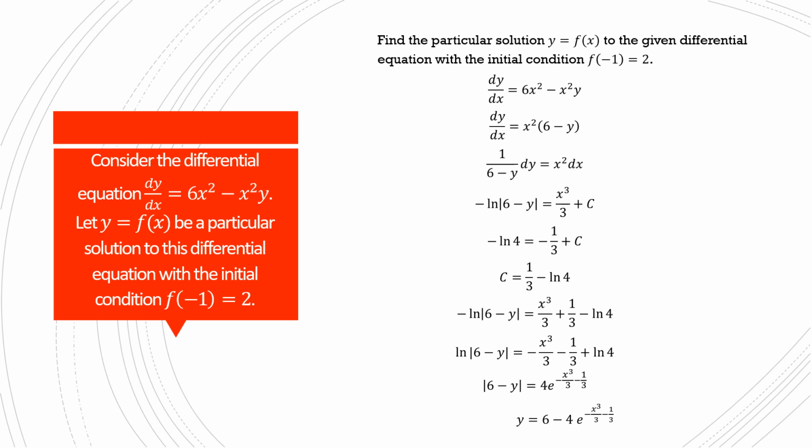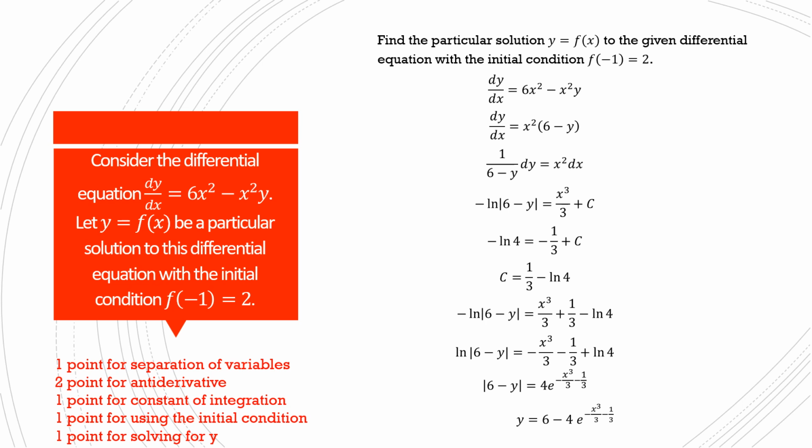Make sure you check your initial condition that this actually worked, because remember, with absolute value, it could have been plus or minus. So plug in that initial condition to make sure you're getting the right answer. In other words, plug in -1 for x, make sure that you get 2 out for y. So I get 1 point for the separation of variables, 2 points for the antiderivative, 1 point for the constant or the c, 1 point for using my initial condition, and then 1 point for solving.